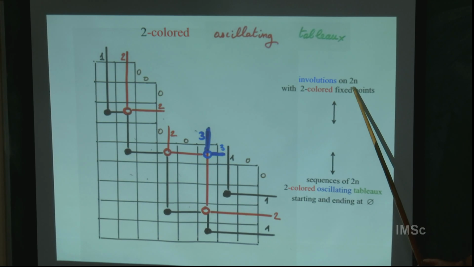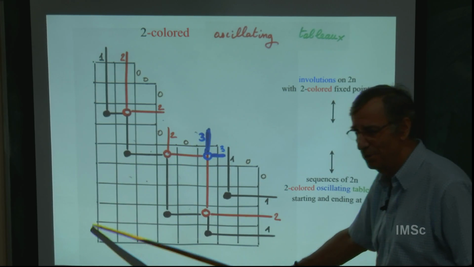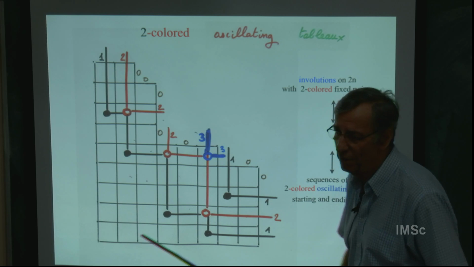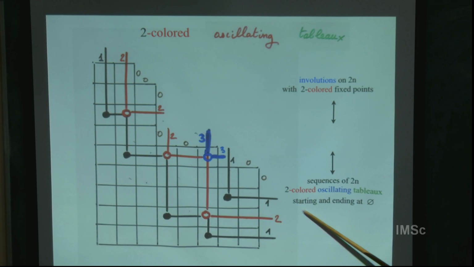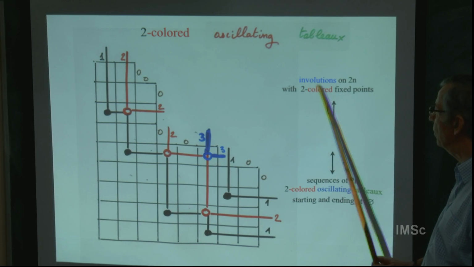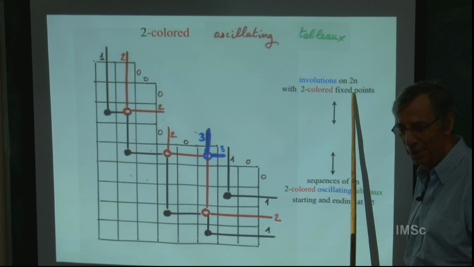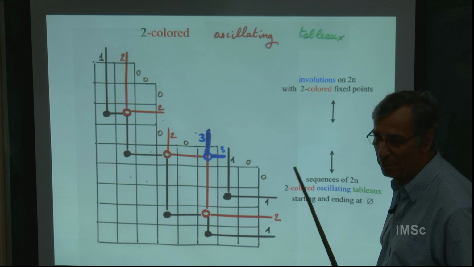So I claim an extension. So maybe this answers your question. Extension of the previous bijection. Now these sequences of oscillating tableau where you can rest in two different ways are in bijection with involutions. Now there are fixed points. Resting corresponds to fixed points, and there are two colors on the fixed points.